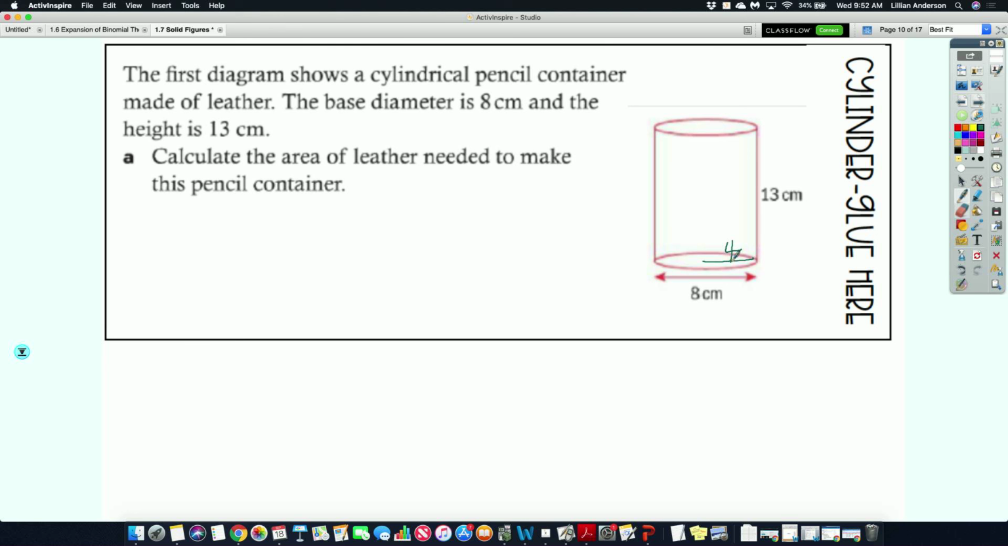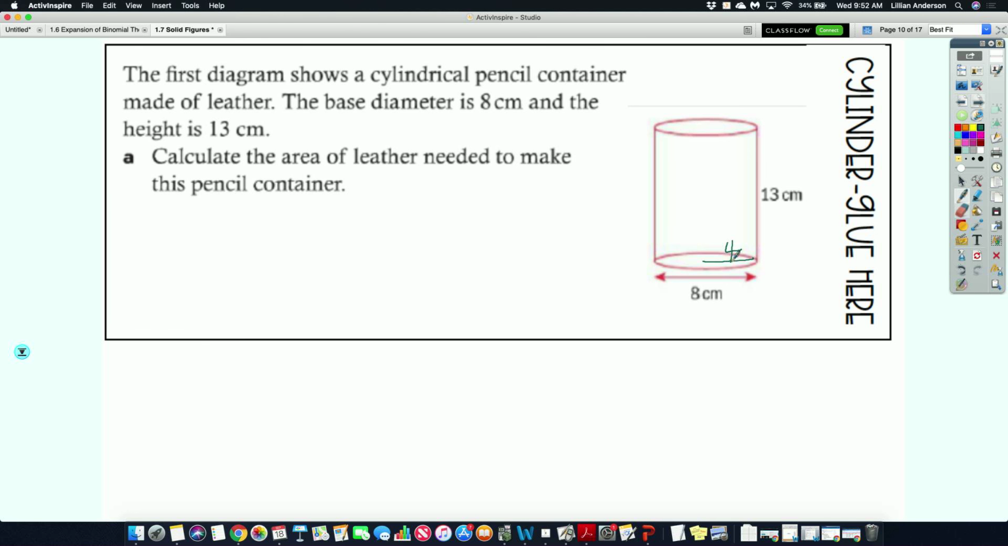And now it says to calculate the area of the leather needed to make this pencil container. Okay? So this entire pencil container is made up of leather, and we need to figure out the area of, or how much leather we need to basically create this figure. So, what does that mean to you? When you see that type of problem, what does that mean?